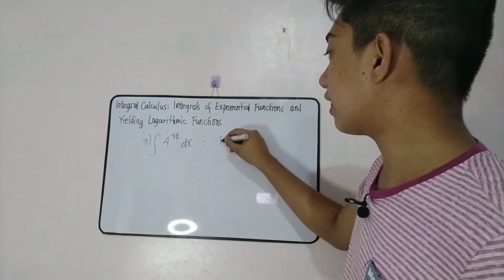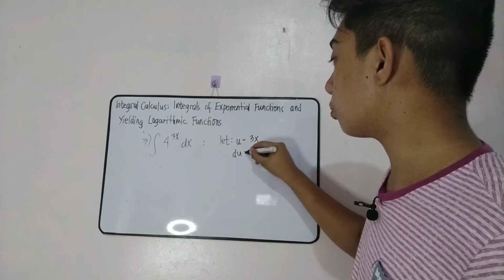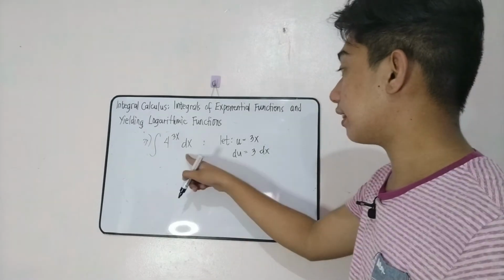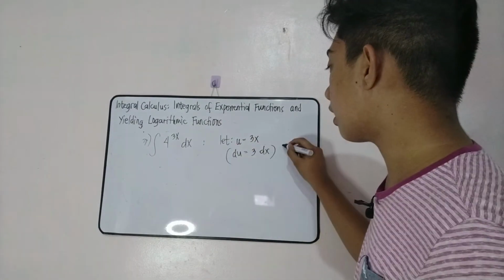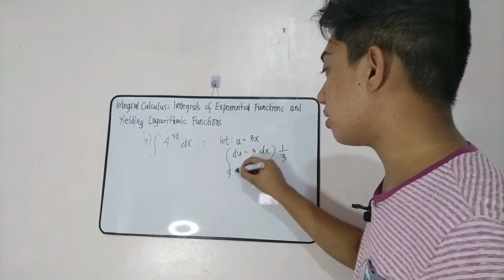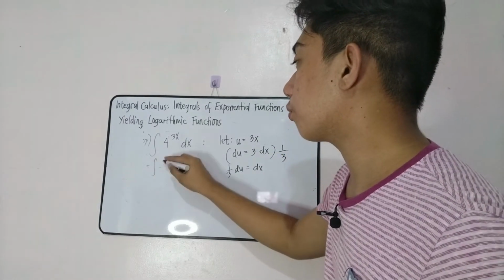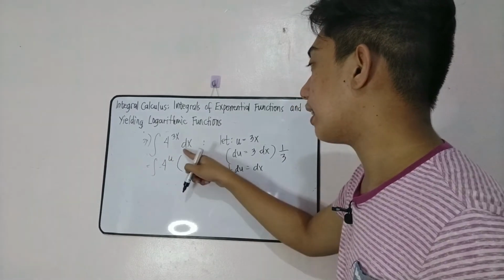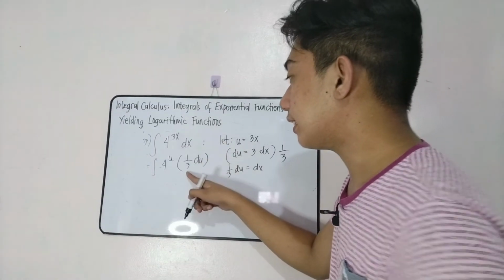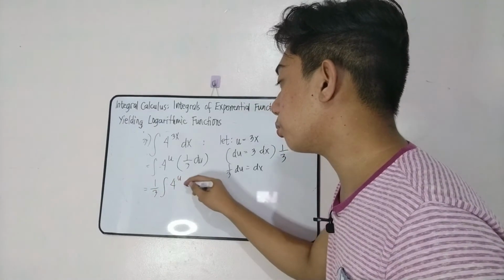Mas madali kung let u tayo. Let u is equal to 3x, then du is equal to 3 dx. And walang 3 dx dito. So, we will just get dx. So, ang gagawin ko dito is i-divide ko ng lahat ng terms dito by 3 so that I can get dx na lang. So, 1/3 du is equal to dx. So, to get the integral of this one, this becomes 4 raised to u, and dx can be substituted by 1/3 du. Since this is a constant, ilalabas natin. So, this becomes 1/3 integral of 4 raised to u du.